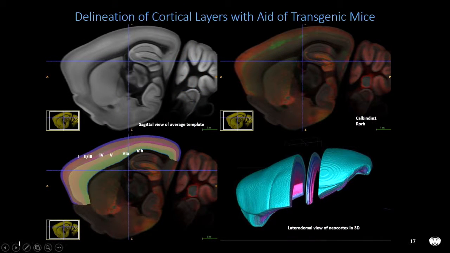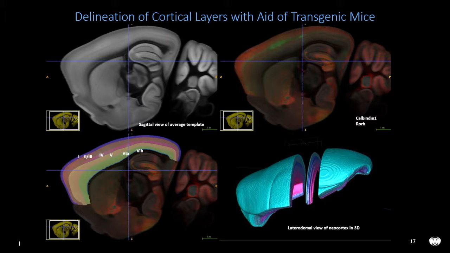So this is a sagittal view of the average template. You see the gradient of the cortex, but you can't see the clear border. So it's impossible to draw the layers based only on the average template.